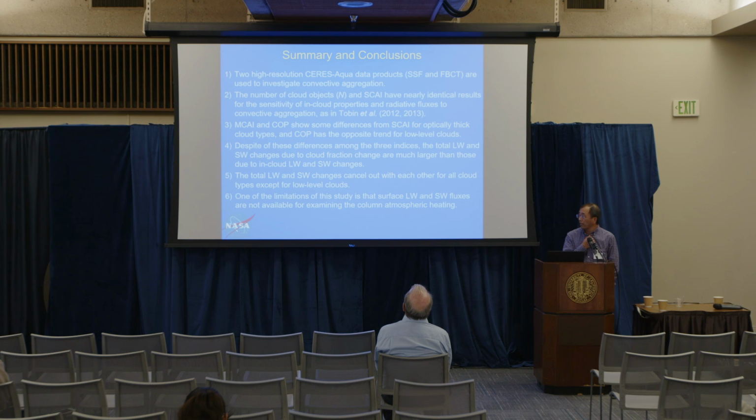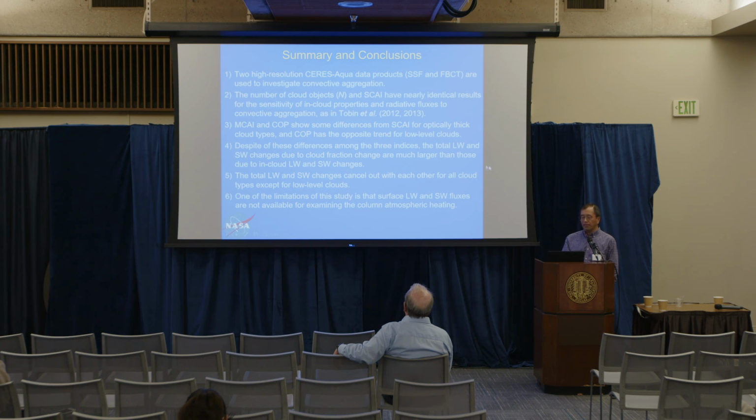So here are my conclusions. I took advantage of those two high-resolution data products. One footprint data is 20 by 20 kilometer squares, and the flux by cloud type is 2 by 2 kilometer squares, and I studied that based on the scatter diagrams. And the first conclusion is similar to Tobin 2012 and 13, but they used the domain average properties to compare the sensitivities. So there's some consistency there, but from the other indices, you can see there's some difference, especially the convective organization potential behaves very differently from the original index. And the modified one is somewhere in the middle.